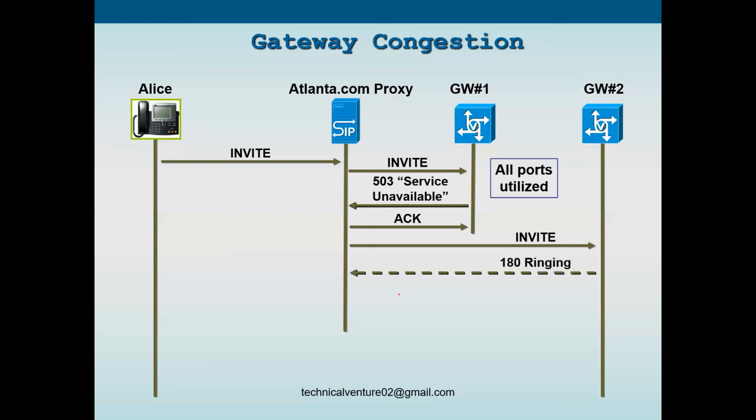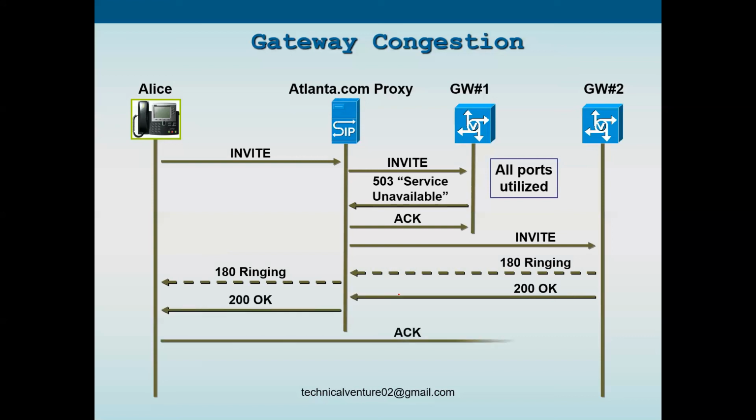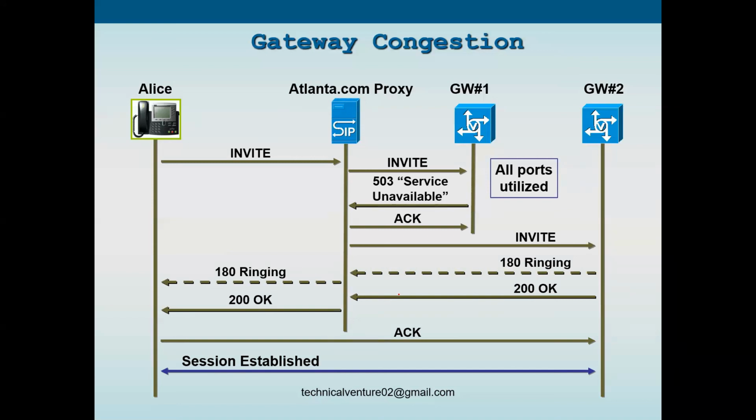Then that gateway will send 180 ringing, like okay, I'm available right now. Then the same 180 ringing goes from proxy server to Alice, and then there will be 200 OK messages. After that, there will be an acknowledgement from Alice to gateway 2. After acknowledgement, there will be a session established. So this was the example for gateway, like if all the ports of that gateway are already utilized, then what you need to do.